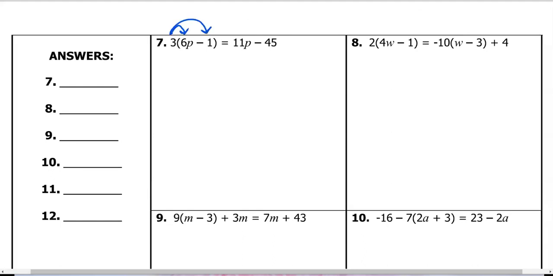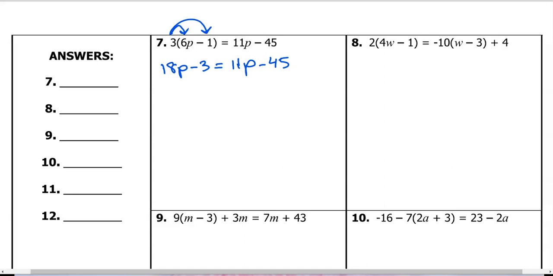When I distribute 3 to this, we're going to multiply. So what is 3 times 6p? 18p. And what's 3 times negative 1? Negative 3. I've done nothing on the other side. It's still exactly the way it was to begin with. Now it looks just like what we did, right? That was the only difference because there's no simplifying on either side.